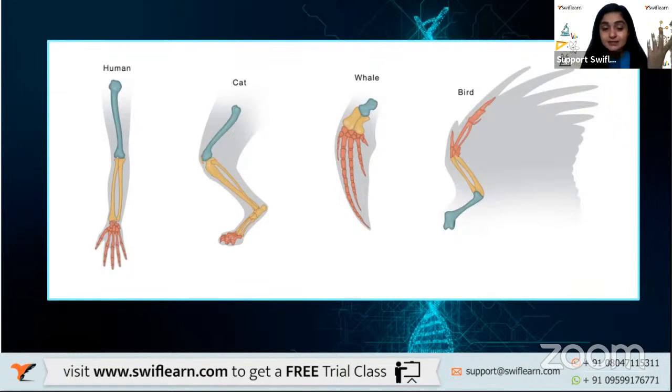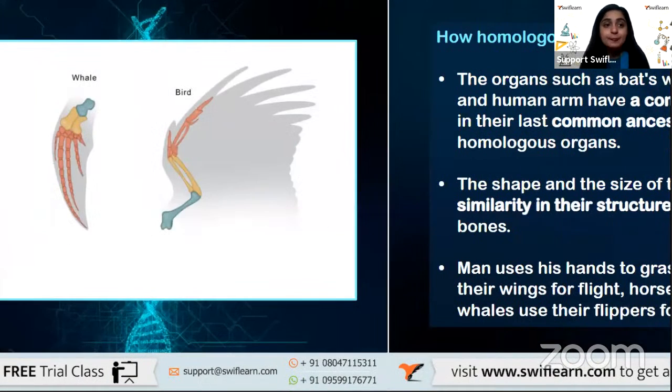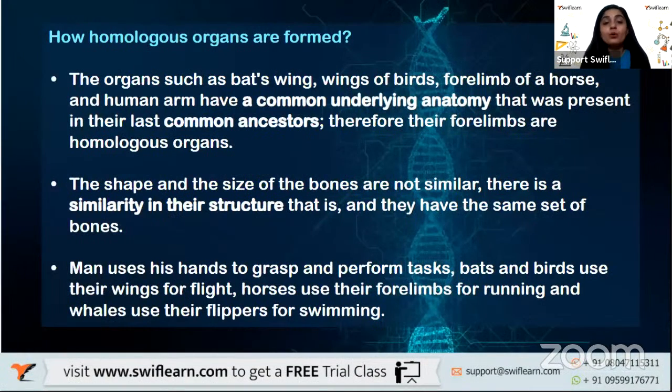Humans use it as a hand, cats use it for running, like the legs, or maybe picking up something. Whales use it as fins, and birds use it as wings to fly. Next, how homologous organs are formed. The organs such as bat's wings, wings of birds, forelimb of a horse, and human arm have a common underlying anatomy. Anatomy means the structure of the bones that was present in their last common ancestor. Therefore, their forelimbs are homologous organs.